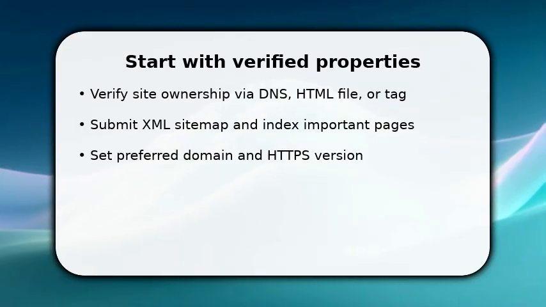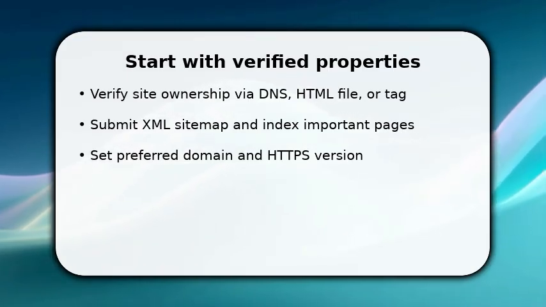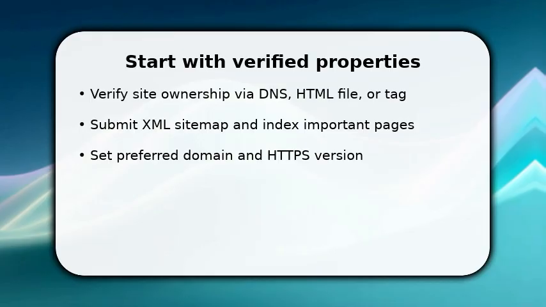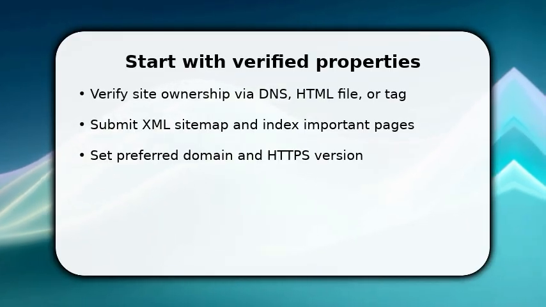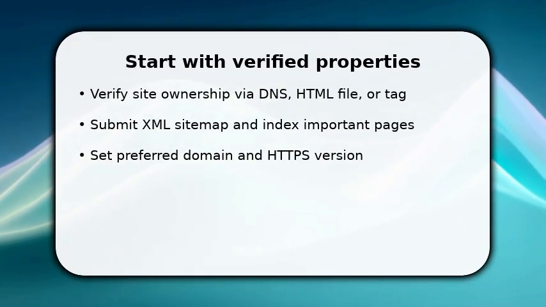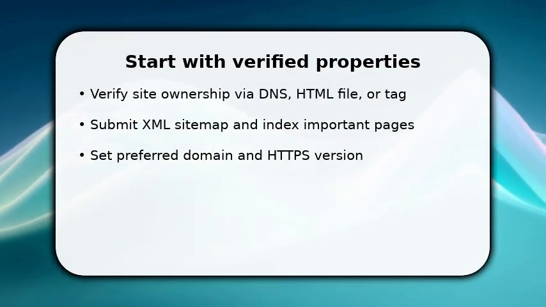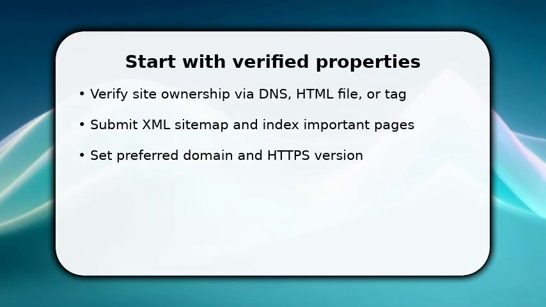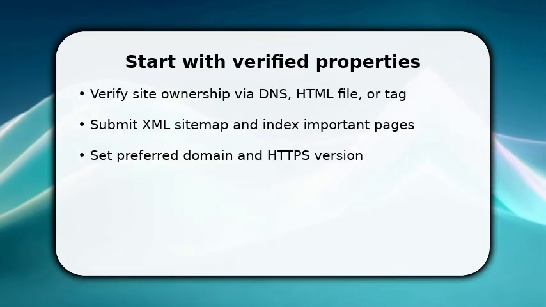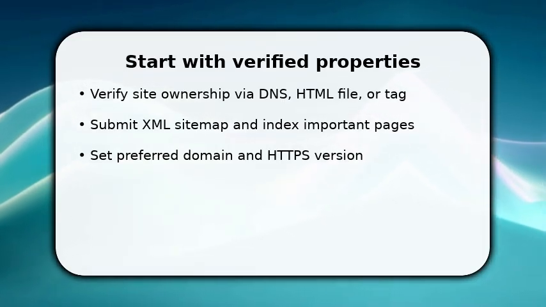You begin by verifying the property and submitting a sitemap so Search Console can crawl reliably. Once done, prioritize the canonical and HTTPS versions to avoid split signals. Then request indexing for top priority pages and monitor coverage to confirm successful crawls.